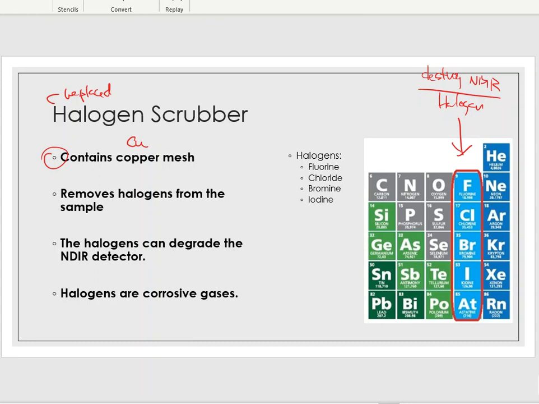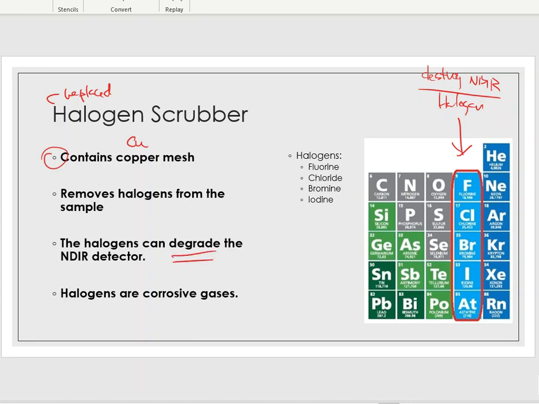So I want to make sure that my halogen scrubber stays fresh for all of the samples that I'm injecting into it throughout the weeks and throughout the months. And there's a very easy way to determine if your scrubber needs to be replaced or not. Okay? So, no to halogens.